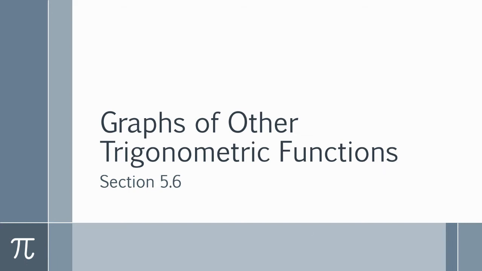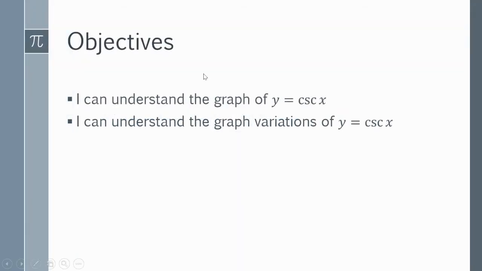Today we're looking at section 5.6, which is called Graphs of Other Trig Functions. Today we are going to be looking specifically at the graph of the cosecant.